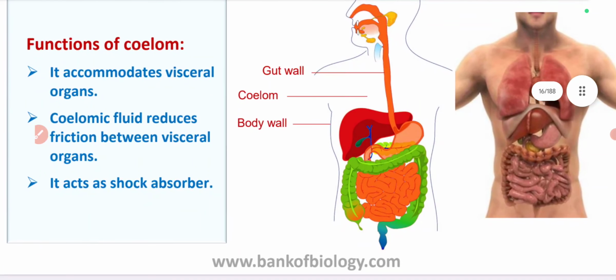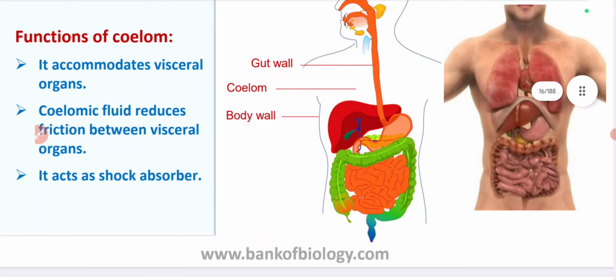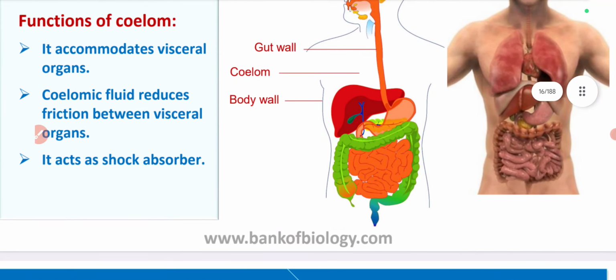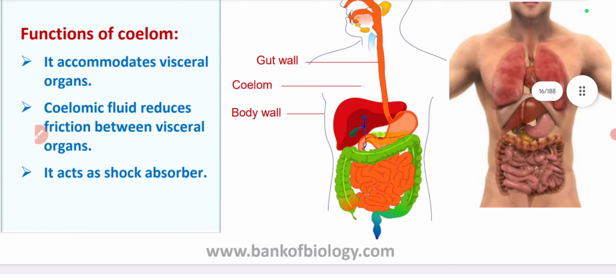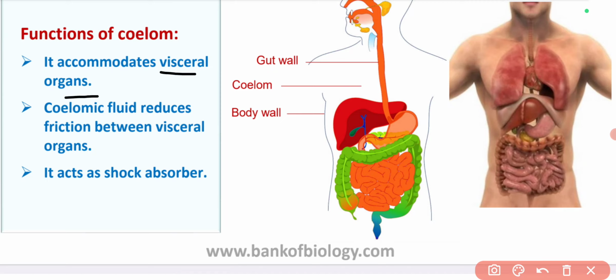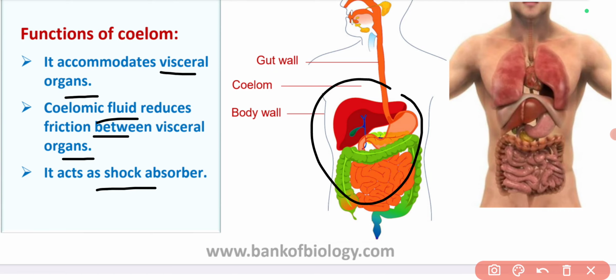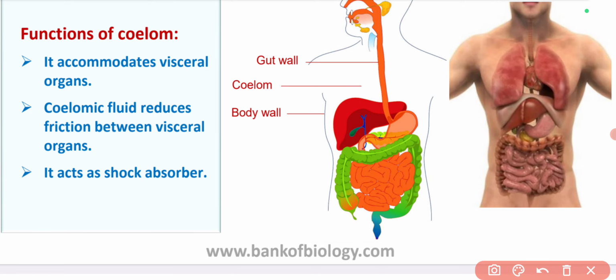Functions of coelom: it accommodates visceral organs. Coelomic fluid reduces friction between visceral organs. It acts as a shock absorber. So what are the functions of coelom? It accommodates visceral organs. Second, the coelomic fluid present in true coelomate animals, like human beings also, reduces the friction between visceral organs. And it also acts as a shock absorber.